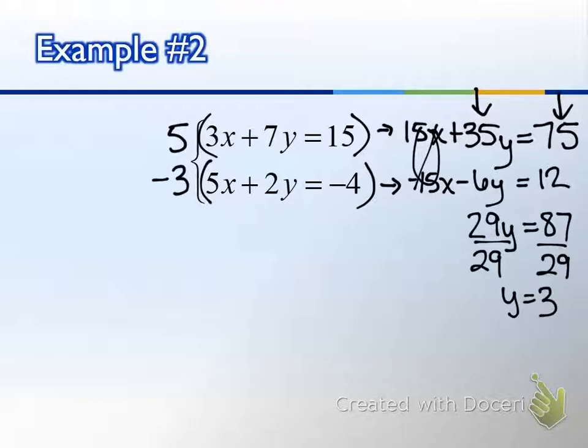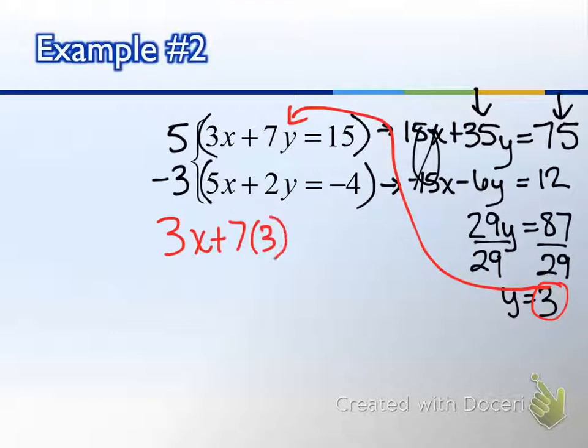But we're not done. We need to take that 3 and plug it back in for y into an equation. Now you can use either of the originals or you can use either of your transformed ones. It does not matter. Which would you like to use? The top one. First one I heard is the top, so that's what we're going with. If you want to use a different one, you should still get the same answer as the rest of us. So we're going to plug it into y in the top equation. That gives me 3x plus 7 times 3 equals 15.